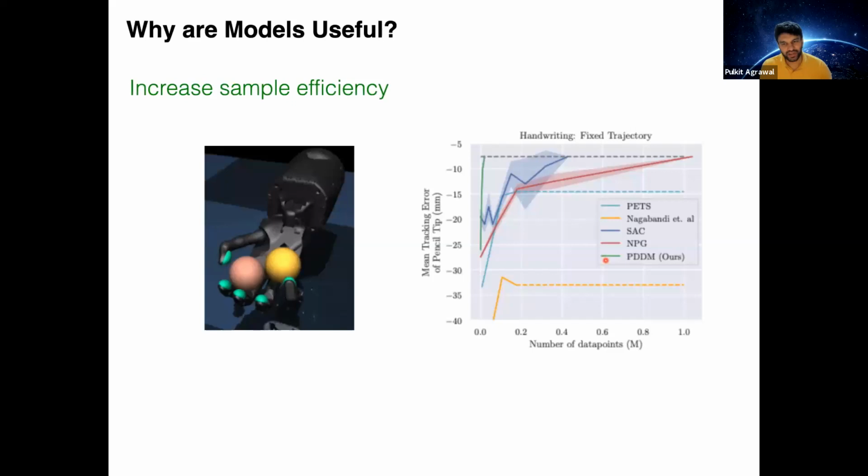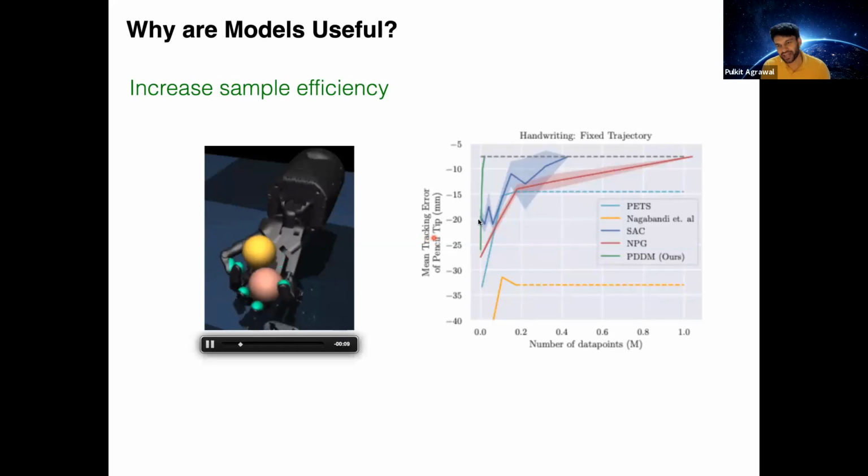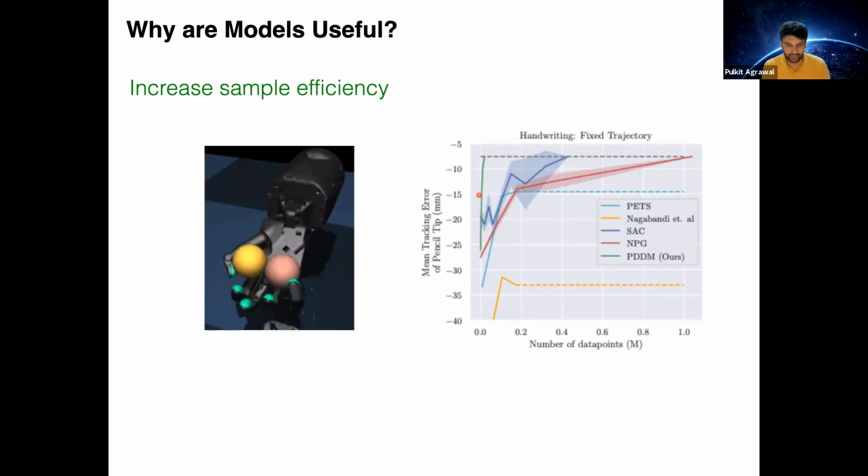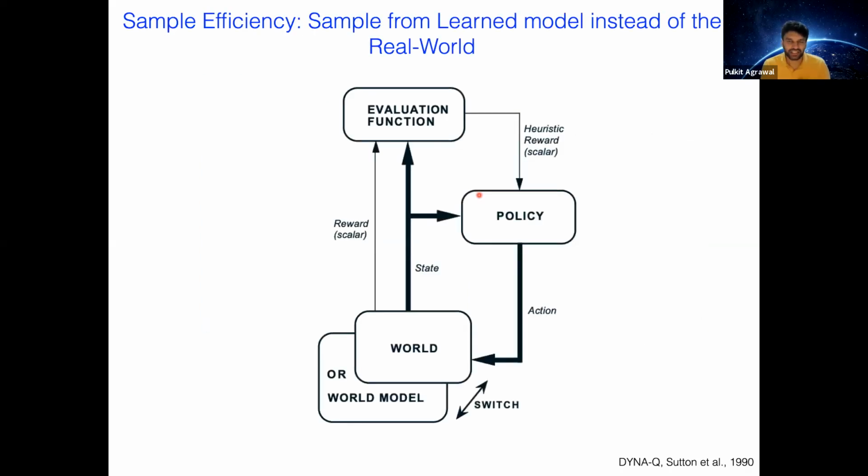So the first question we started off with was, why are models useful? One thing we saw is an increase in data efficiency. I'm re-showing you the video and the curve that we had, which said models can increase sample efficiency. And why can they increase sample efficiency? Because I can swap the actual world with the model of the world, and then I can take those actions not in reality, but in imagination. And that is what leads to the sample efficiency.